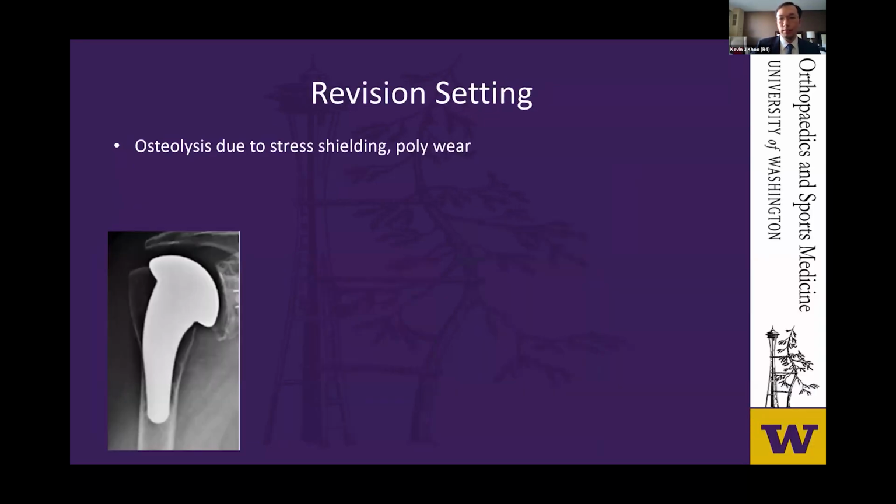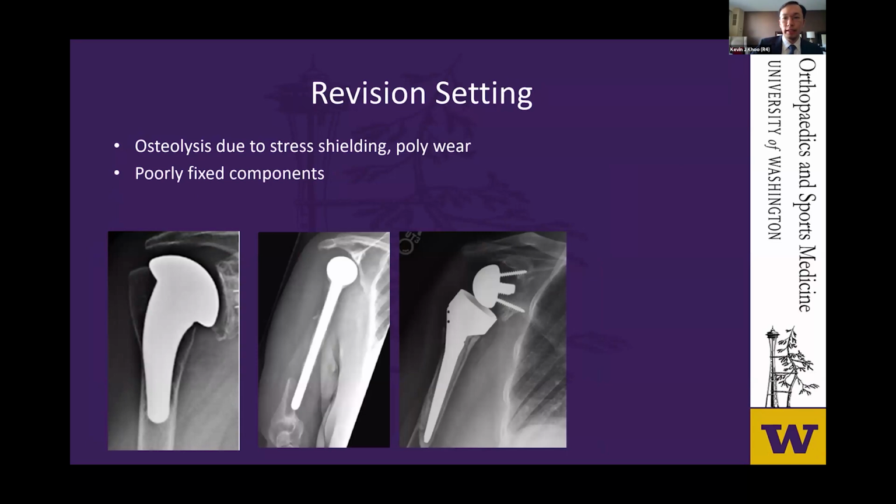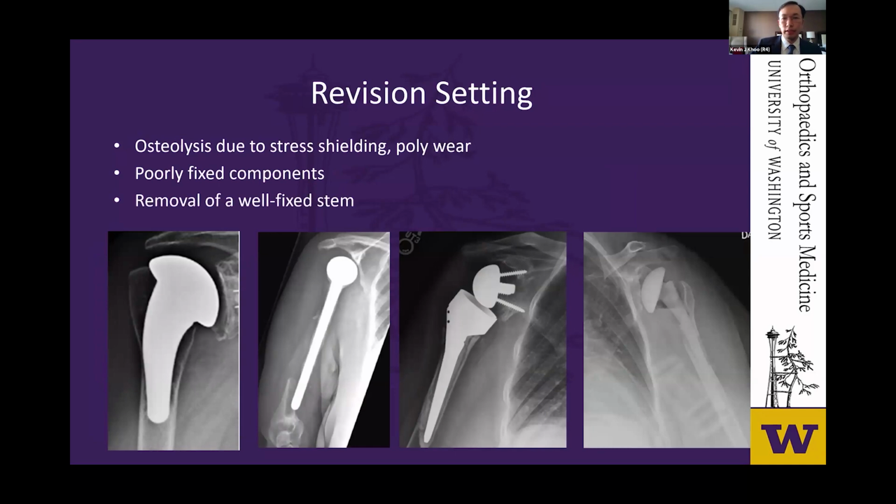In the setting of revision, multiple mechanisms can contribute to humeral bone loss. After total shoulder arthroplasty, osteolysis can develop around the humeral component, which in turn can result in loosening. In the setting of a poorly fixed component, toggling of the component can lead to attritional bone loss. And similar to the glenoid side, at the time of component removal, humeral bone loss can result during the removal process. In this image, we can see extensive bone loss after humeral component removal around an antibiotic spacer.